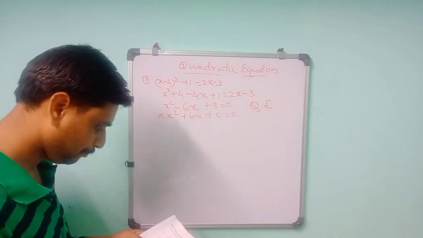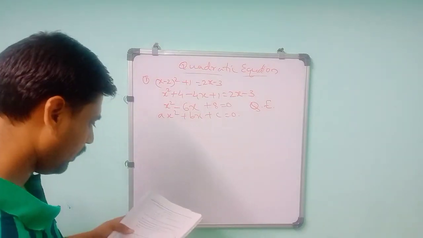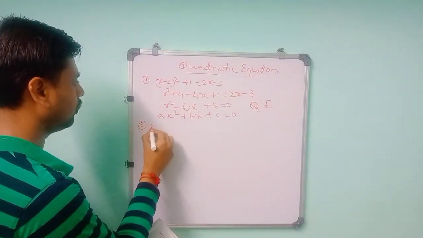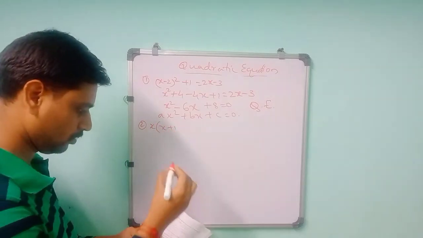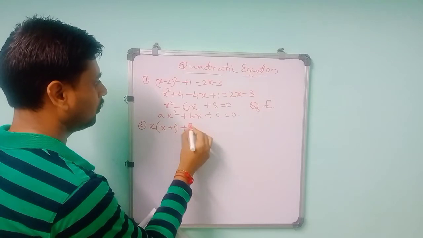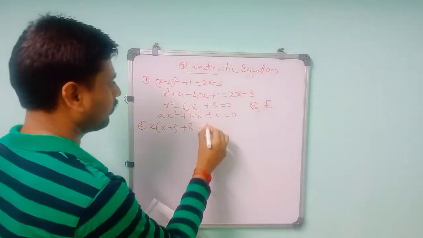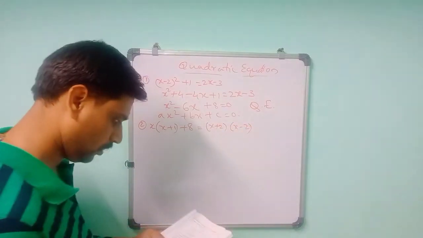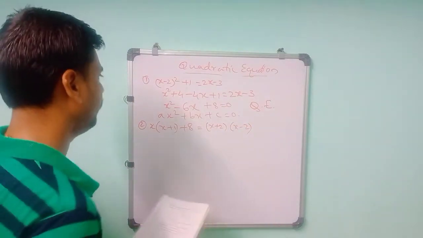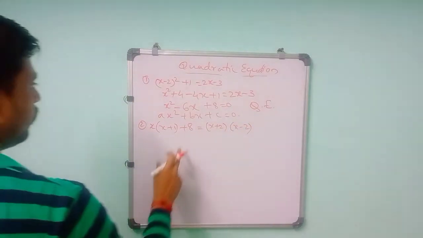If you take x into x plus 1 plus 8, x plus 2 into x minus 2, x into x plus 1 plus 8 equals x plus 2 into x minus 2 plus 12. So they will ask you whether it is a quadratic equation or not.